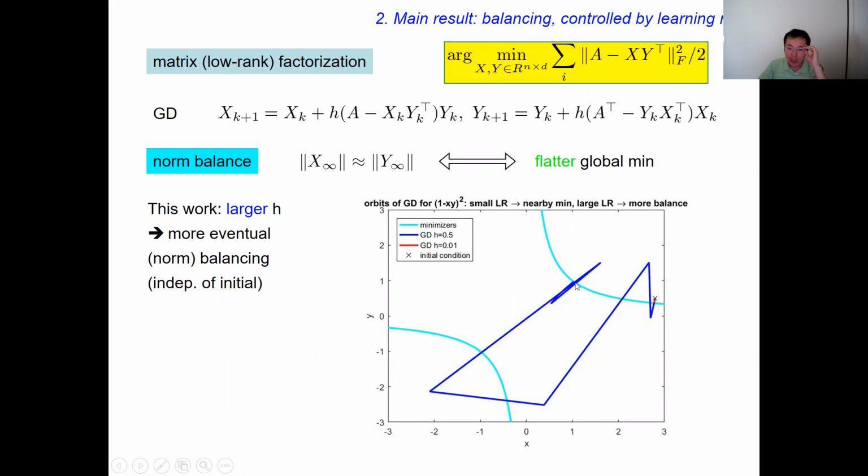If you look at the minimizer that intersects with the diagonal, this corresponds to X equals Y equals 1. And this is where you have balance. If you are, say, right here, you have bad balance. So Y is very small, X is very big. Now, if I start at the cross, that's my initial condition, and I do gradient descent with a small learning rate, then you can barely see it, but basically you will follow this red trajectory. You will converge to a nearby local minimizer.